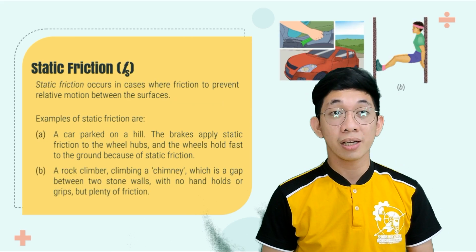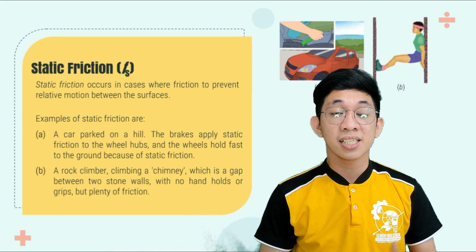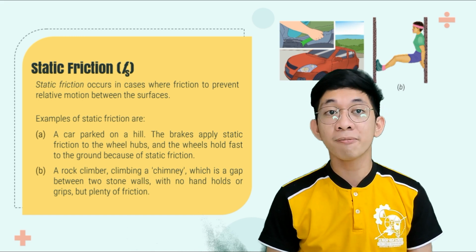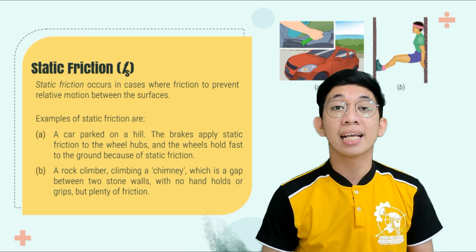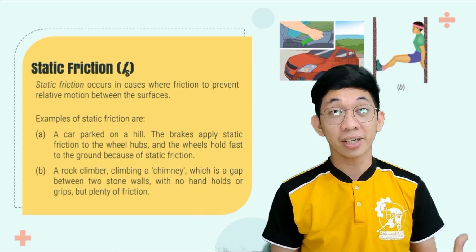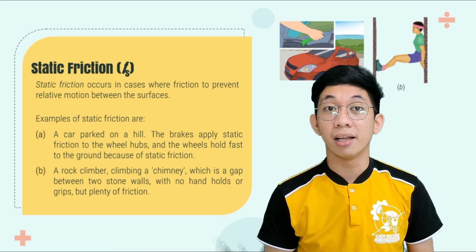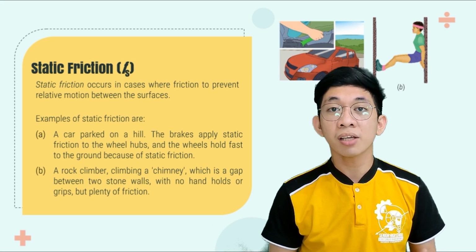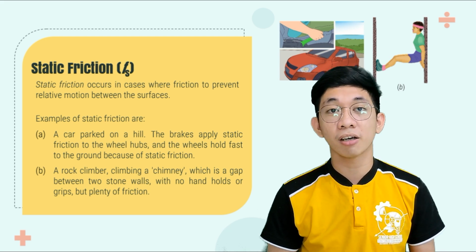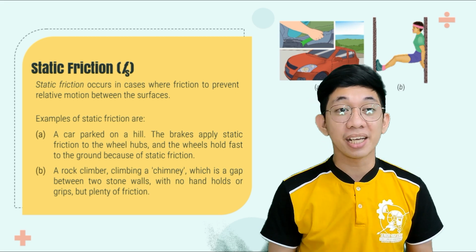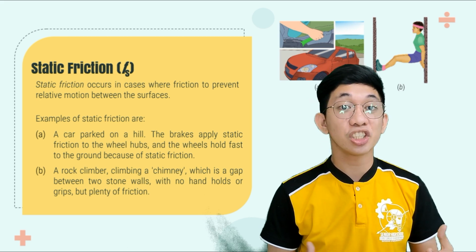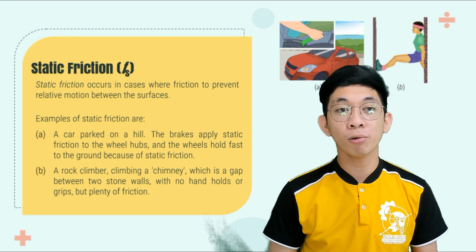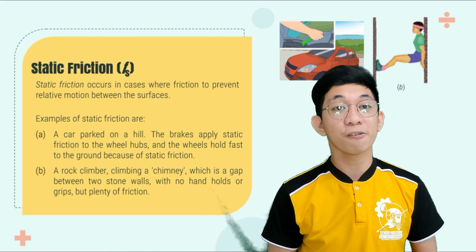Static friction, and its symbol is F sub s. Static friction occurs in cases where friction prevents relative motion between the surfaces. Examples of static friction are: letter A, a car parked on a hill. The brakes apply static friction to the wheel hubs, and the wheels hold fast to the ground because of static friction. Letter B, a rock climber climbing a chimney, which is a gap between two stone walls with no handholds or grips but plenty of friction.